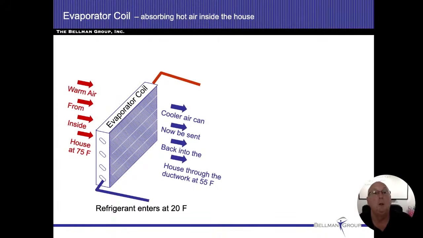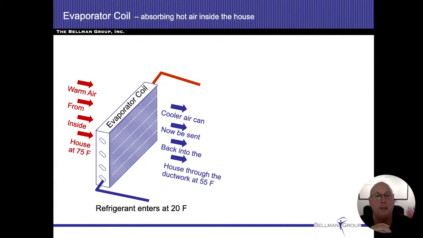So the evaporator coil, and we really give two names in air conditioning. We have a condensing coil and an evaporator coil. If you think about what I just talked about, when we're evaporating, we're changing from a liquid to a gas. And when we're condensing, we're changing from a gas to a liquid.